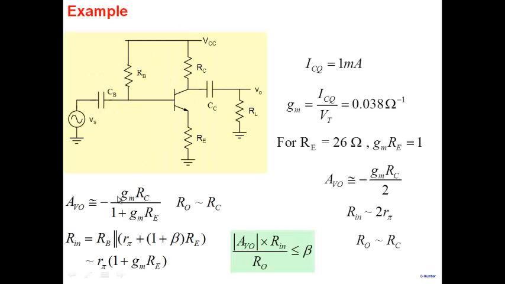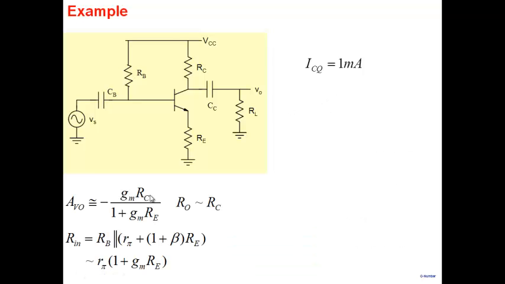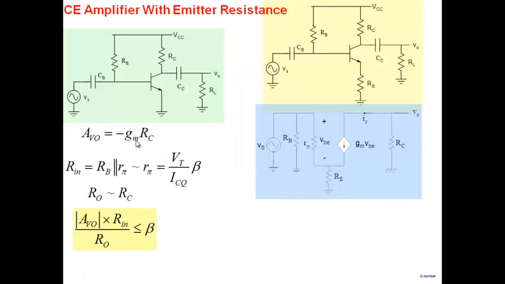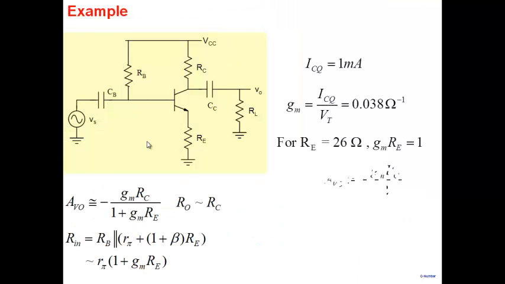Note, what is the gain? gmRC. What was the gain for that first stage? gmRC, which is nothing but ICQ RC by VT. If I can't touch RC, I have to touch ICQ. So reduce ICQ by a factor of 2. So I can do this. I can reduce ICQ by a factor of 2. How do I reduce it by a factor of 2?